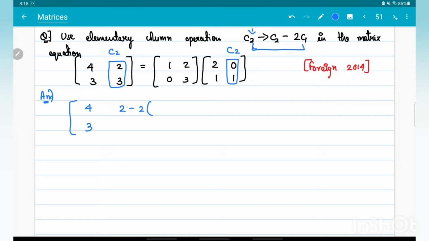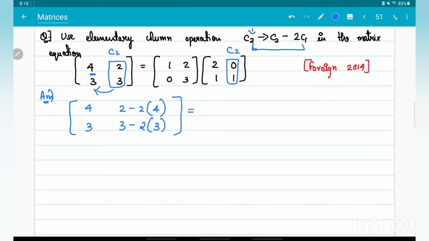So basically what I'm doing is I'm writing the column 2 element, that is 2, minus 2 times the corresponding column 1 element, which is nothing but 4. And then for the second one also, I'm going to write the column 2 element, that is 3, minus 2 times the corresponding column 1 element, which is 3. So that is how I've applied the column operation on the LHS side.